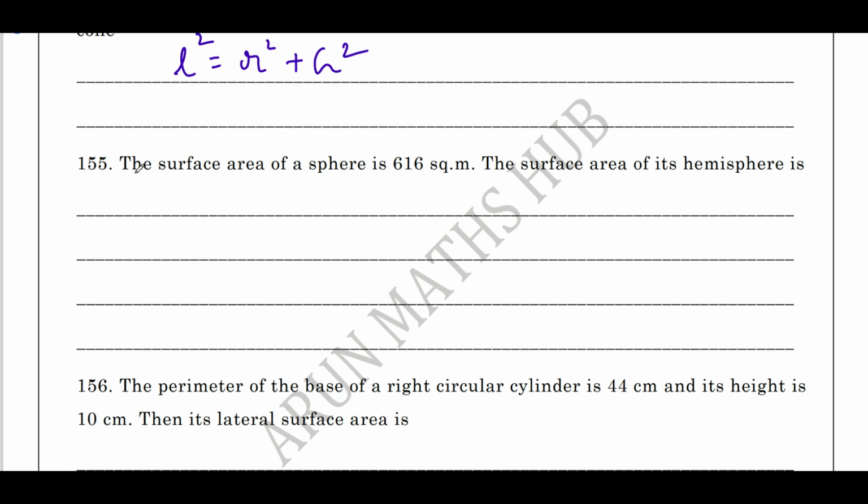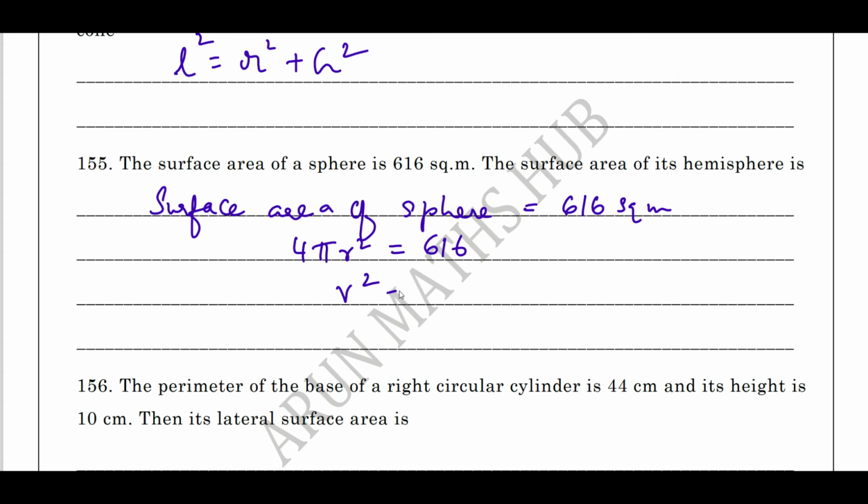The surface area of a sphere is 616 square meters. That is, the surface area of a sphere is 4 pi r square equals 616. If we simplify, we get r square equals 49. R equals 7. We need to find out the surface area of the sphere. The surface area of a sphere is what? 4 pi r square. You can find it using the formula 4 pi r square.